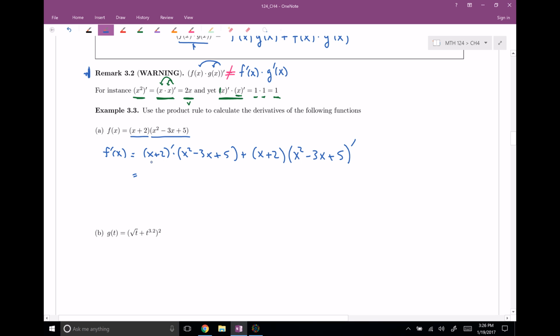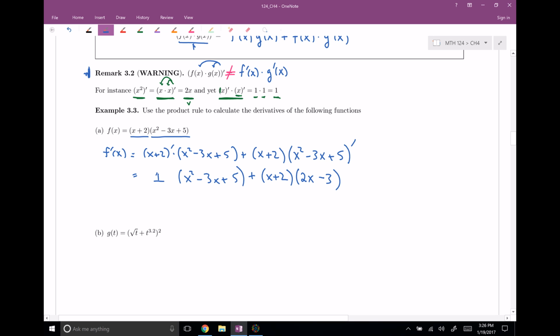The derivative of x plus 2, well, this is linear. The slope in this linear function is 1. Leave this all alone here, plus x plus 2, leave that one alone, times the derivative of this quadratic. So here I'm going to use the power rule, so this is going to be 2x to the first power, or just 2x. The derivative of negative 3x, well, the slope of that is negative 3, and the derivative of this constant 5 is 0.